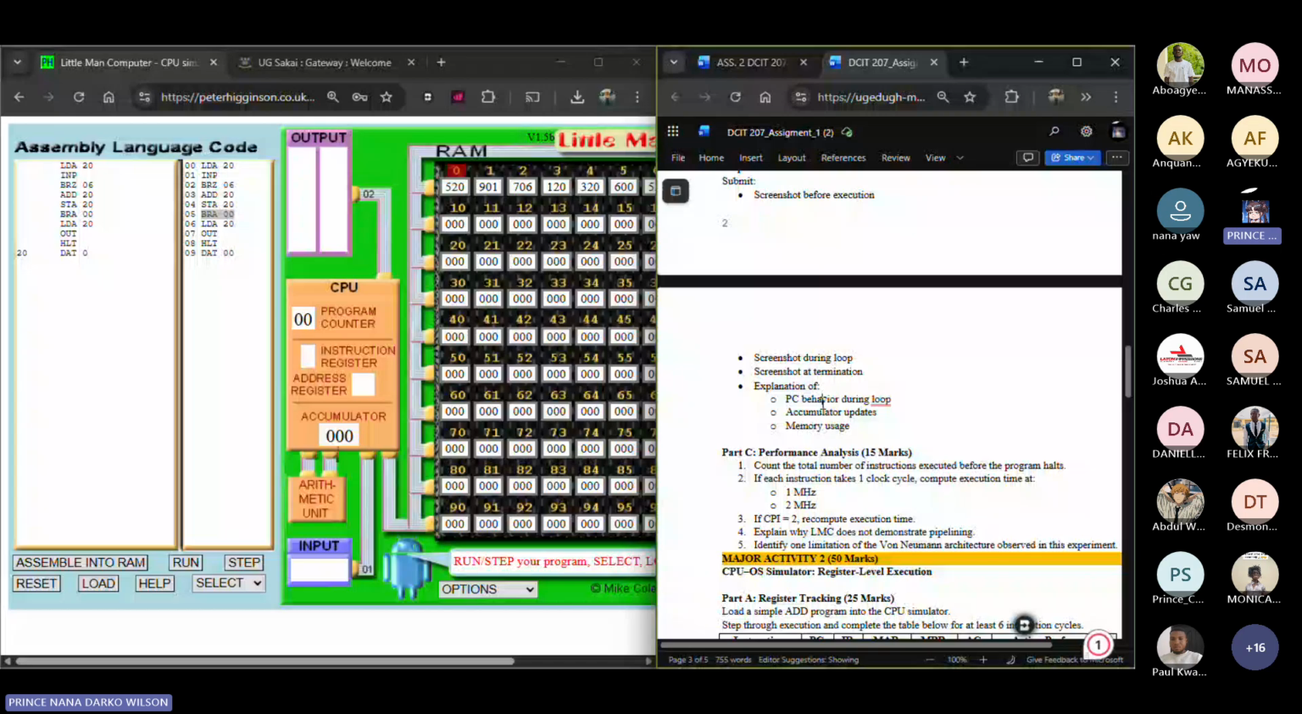So we reset a step. After stepping, the program reads the instruction.